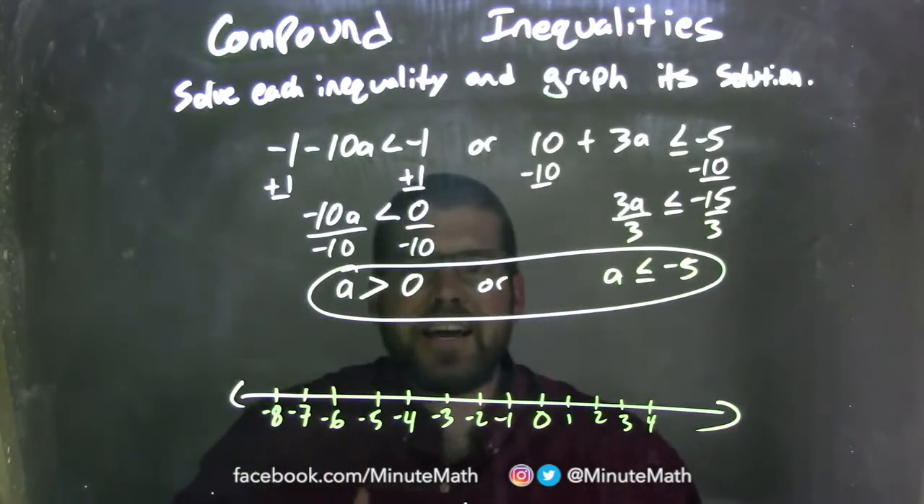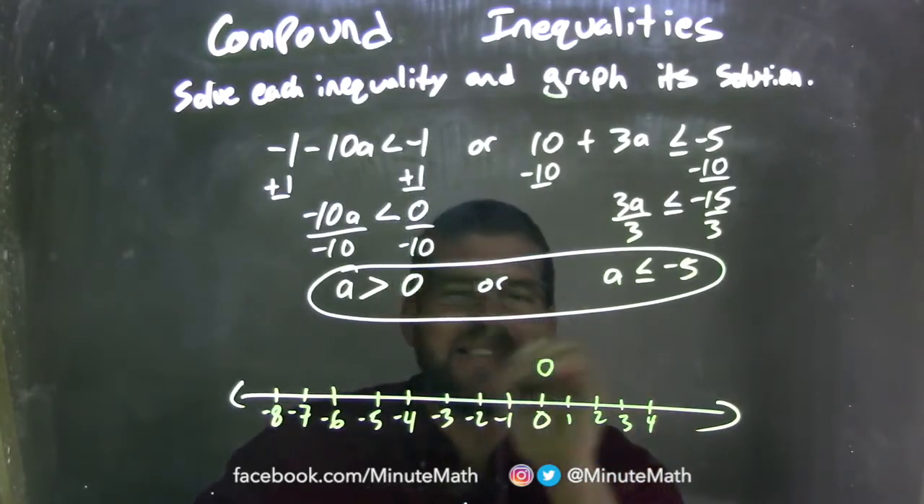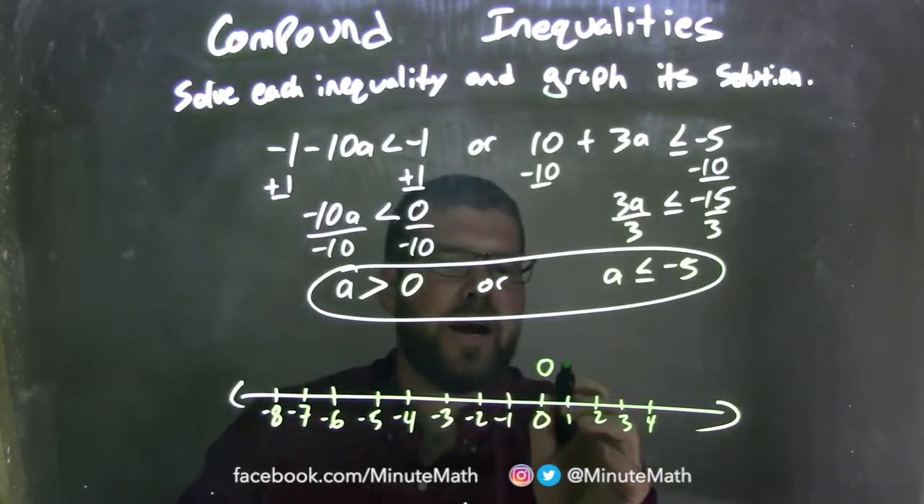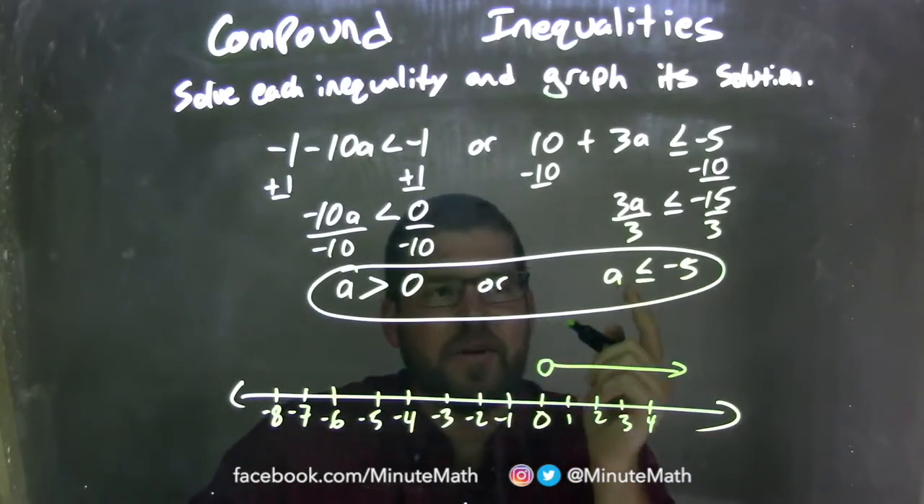So we said a can be greater than 0. So in 0, we have an open circle. And because a is not equal to 0, it's just greater than, I'm going to put my arrow to the right. Okay? Then they also tell us that a is less than or equal to negative 5.